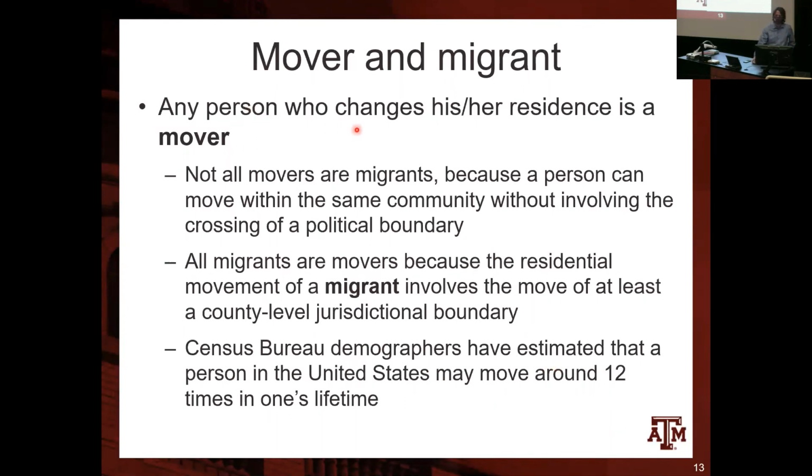Any person who changes his or her residence is a mover, but not all movers are migrants, because a person can move within the same community without crossing a political boundary. All migrants are movers because the residential movement of a migrant involves the move across at least a county level jurisdiction boundary. So just really using the US Census Bureau formal definition. The Census Bureau demographers have estimated that a person in the US may move around 12 times in one's lifetime on average, changing residence from one county to the other.